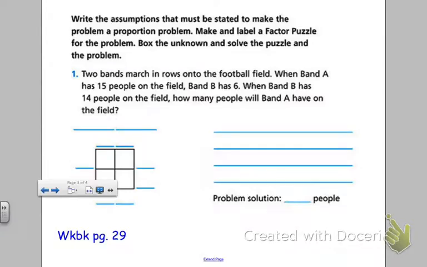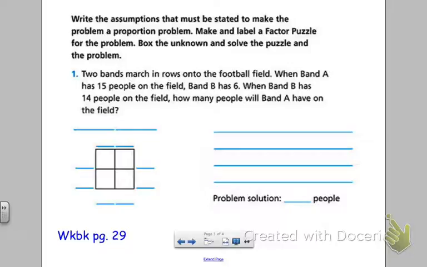So, that brings us back to workbook page 29. We're just going to look at number 1. Write the assumptions that must be stated to make the problem a proportion problem. Make and label a factor puzzle for the problem. Box the unknown and solve the puzzle and the problem.